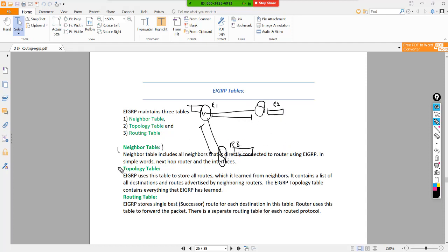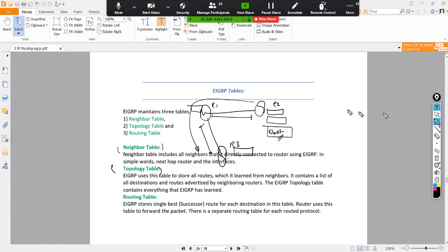Okay, what is the topology table? Let's say there is some routing path, or let's say there is a backup path. That's something which will be stored in the separate topology table. What is the routing table? It's your best path which will be put up in the routing table.